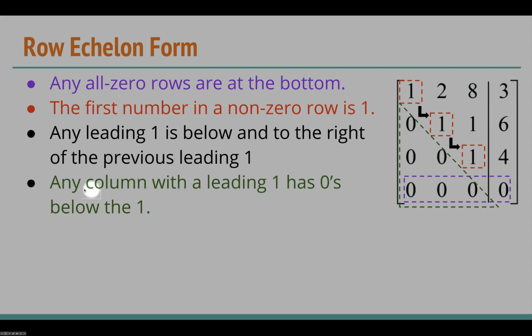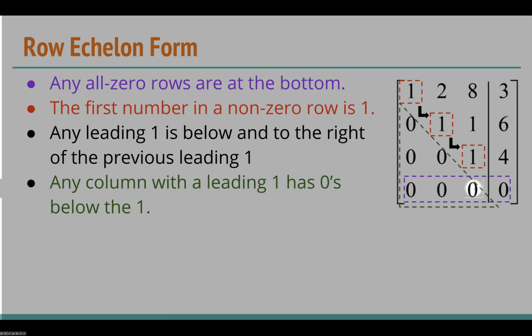Finally, any column with a leading 1 will have zeros below that 1. So here's column number 1, with a leading 1. And if it's in row echelon form, everything below it needs to be zeros. Here's a row with a leading 1, and notice that everything below it is a 0. And over here in row 3, here's a 1. Here's a row with a 1 as its leading number, and everything below it is a 0.